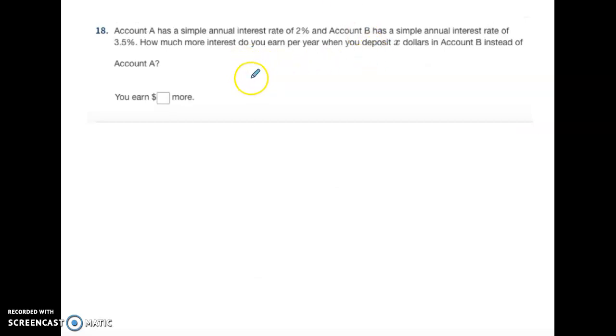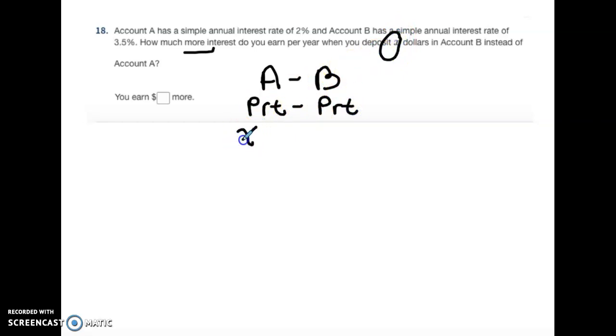Account A has a simple interest rate of 2%, and account B has a simple interest rate of 3.5%. How much more interest do you earn when you deposit x dollars in account B instead of account A? How much more do you earn? So we're going to want to subtract. We want to know how much more interest, so we have to find the interest. So PRT minus PRT here. We deposit x dollars. x dollars is our P.